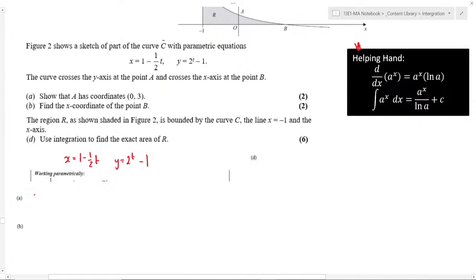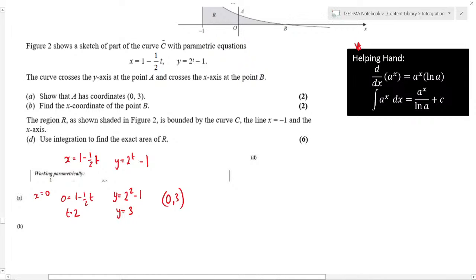So when x is equal to 0, we end up with 0 is equal to 1 minus a half t. Take that over, times by the 2, we end up with t is equal to 2. Then we sub that into here: y is equal to 2^2 minus 1, so y is equal to 3. Which gives me my coordinate, (0, 3). Everybody alright with that? Cool. So that's part A.